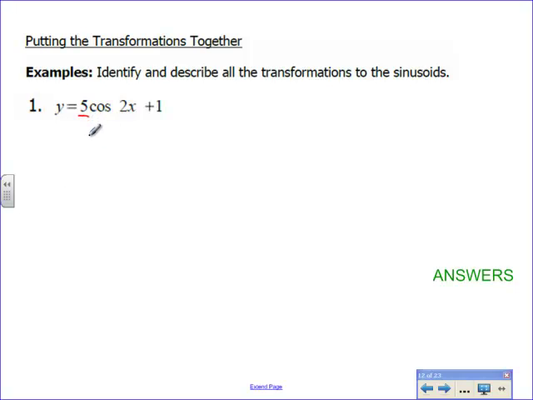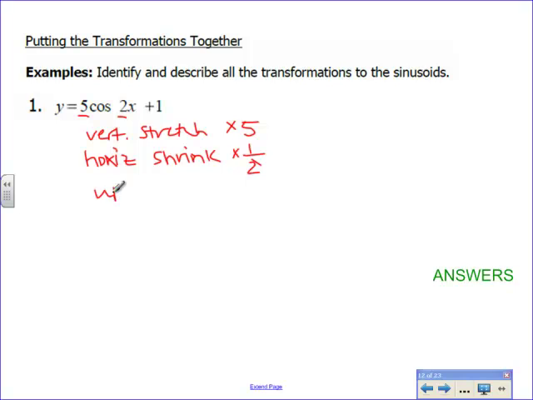The 5 out front is going to cause a vertical stretch times 5. The 2 inside with the x is the multiplier on x. That's going to be horizontal. Since we take the reciprocal, it's going to be a horizontal shrink times 1/2. And the plus 1 at the end as that afterthought is going to cause the graph to move up 1. So we've got 3 total transformations.